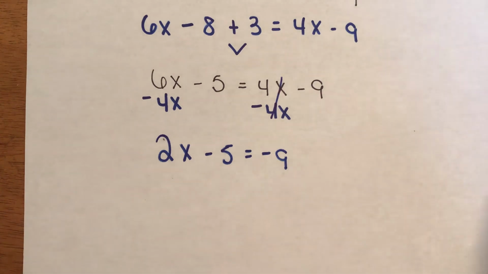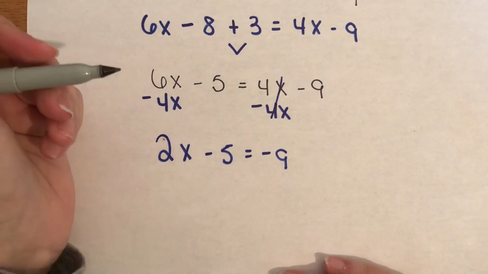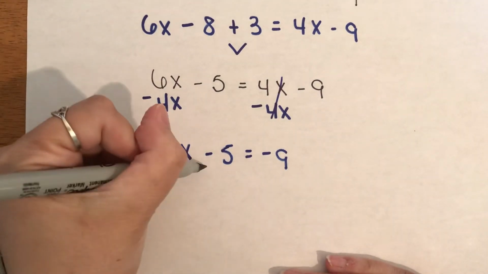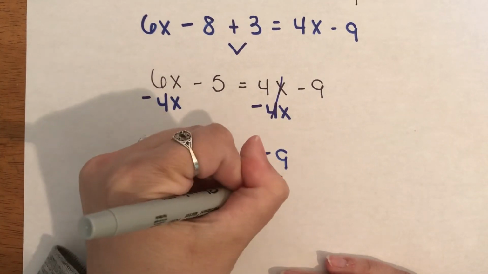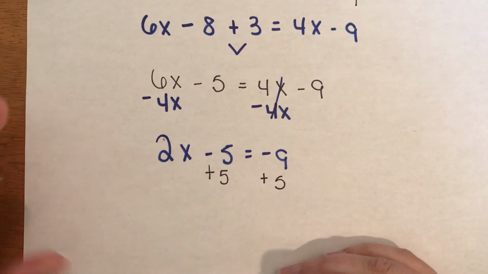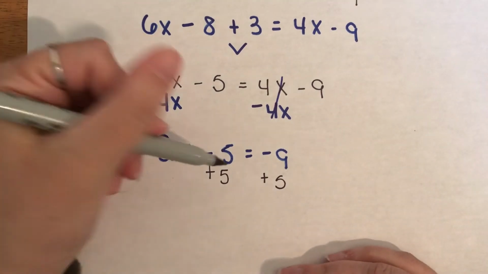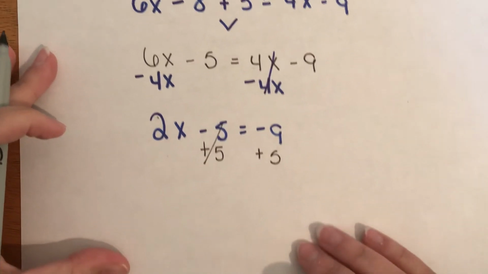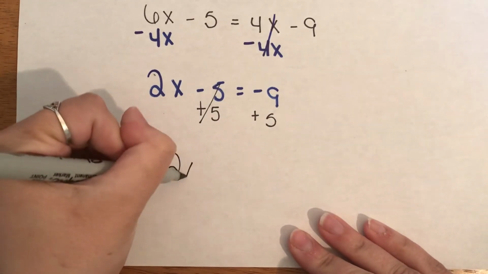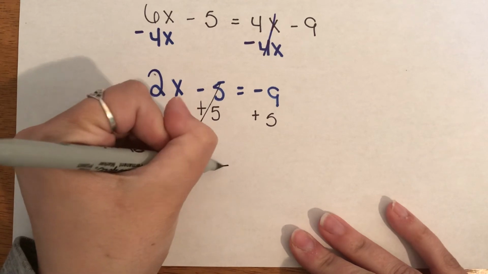This is now a two-step solve. So I need to move the 2 and the -5. Remember, we always move the number that's not directly attached to the variable first. So I'm going to move the -5 by adding 5 to both sides. That cancels it out on the left, making it again 0. I now have 2x equals -4.